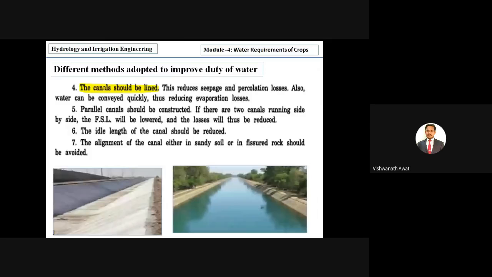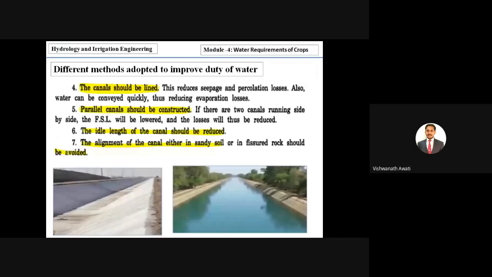Fourth point, the canal should be lined. The canal should be lined, means if it is a lined canal, then there is less seepage, less percolation losses and seepage losses, and higher will be the duty. Next, parallel canal should be constructed, right? If two canals are required, then a parallel canal should be constructed.